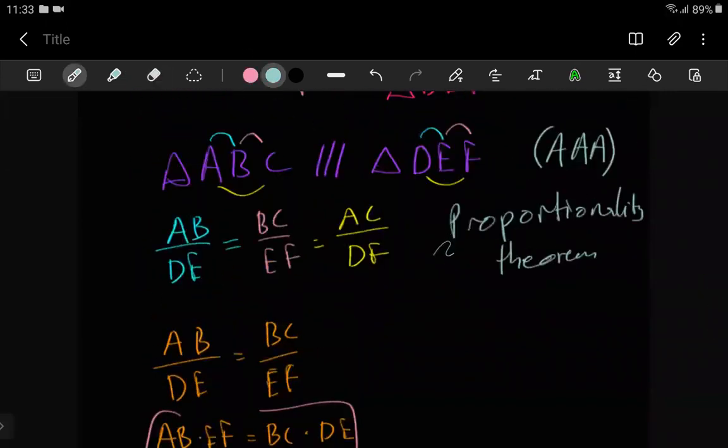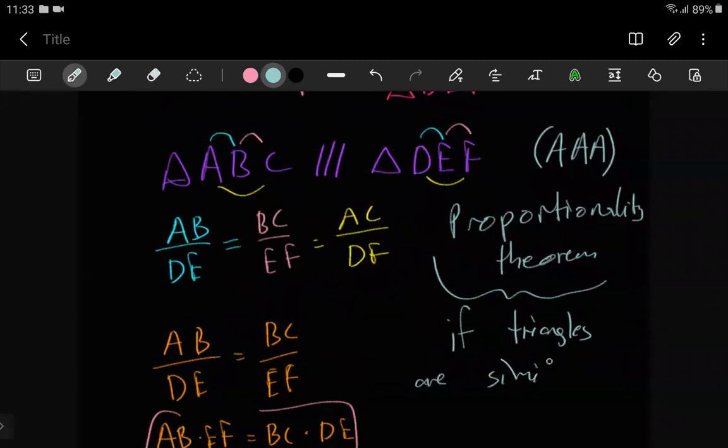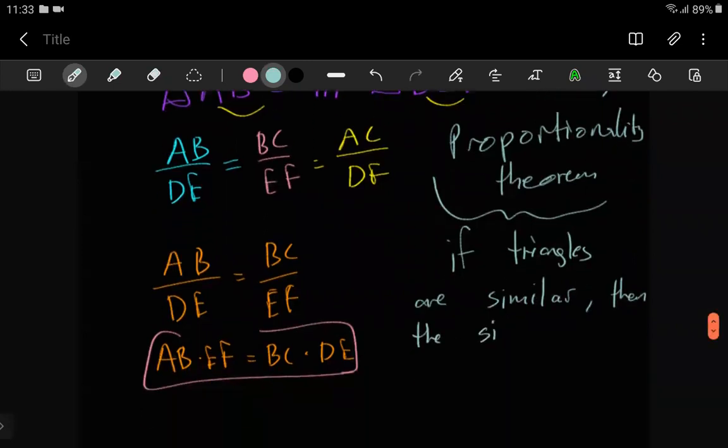It basically states that if triangles are similar, you can write similar, then the sides divide each other proportionally.